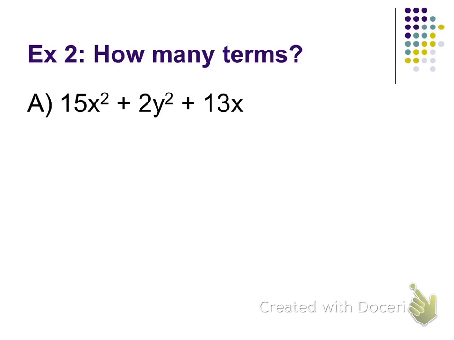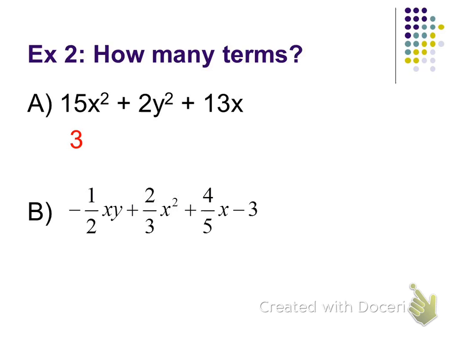All right. Terms are separated by what? Plus and minus signs. So I have 1, 2, 3 terms. Part B. Now double check, sometimes you can combine the like terms and then there's a different number of terms. So make sure that the like terms are already combined. Like terms have the same variable, same exponent. So none of those are going to combine, but we have 1, 2, 3, 4 terms. Boom.